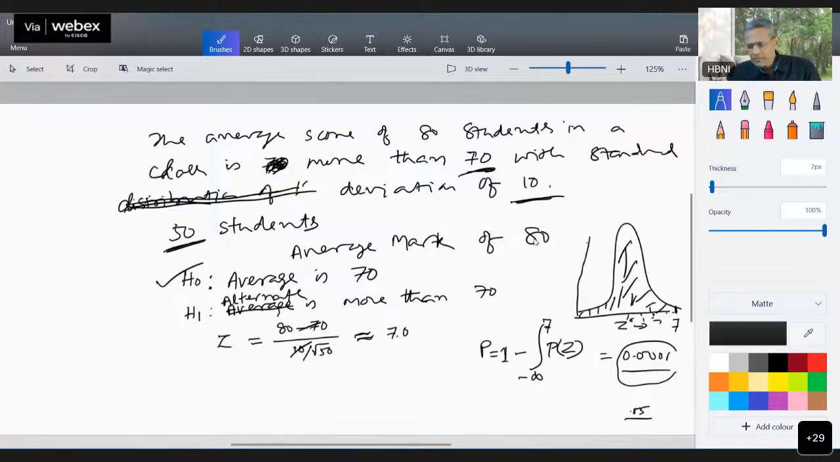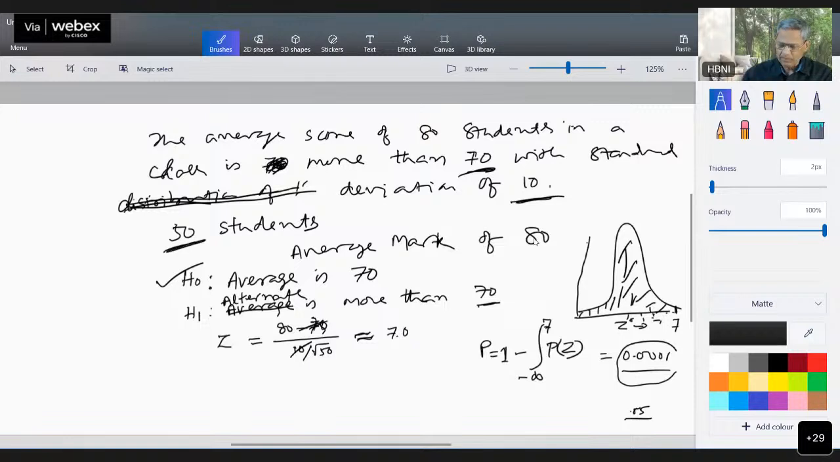Suppose instead of putting my mean at 70, while calculating Z, I say my mean is more than 70. So I put, suppose, 75. If I put 75, then this value will reduce. This value will be reducing.